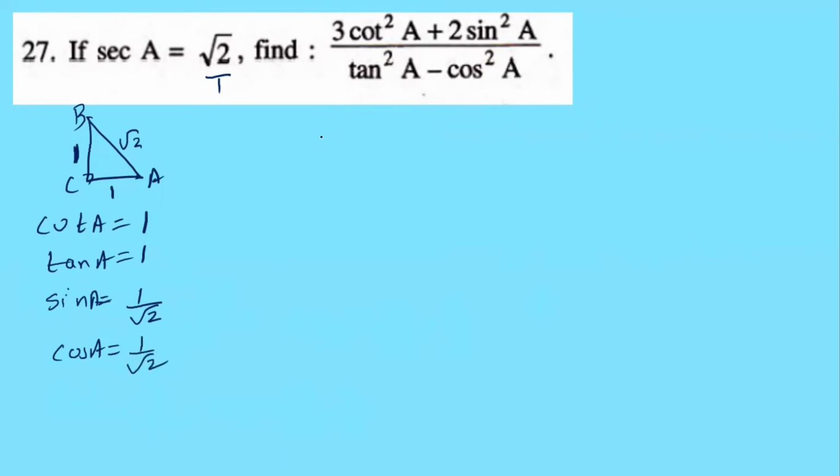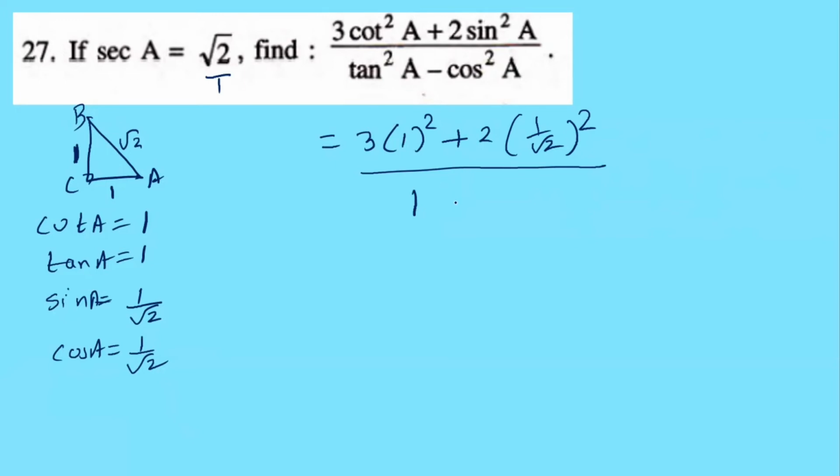Let us put the values in this equation. So 3 cot square A, that is 1 square, plus 2 sin square A, that is 1 upon root 2 and then the square of that, upon tan square A, that is 1, plus cos square A, that is 1 upon root 2 and then the square of that.